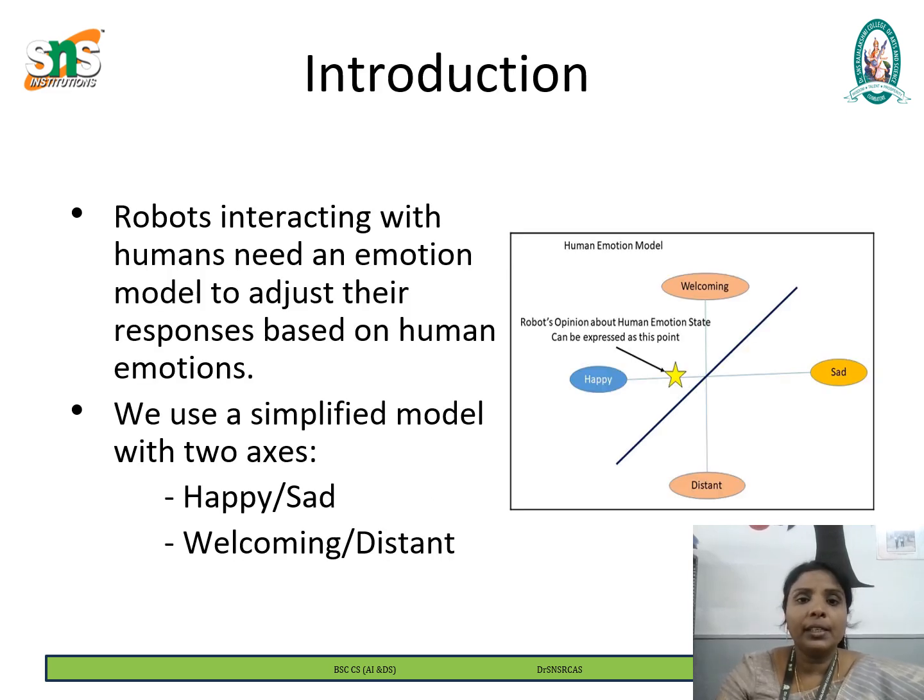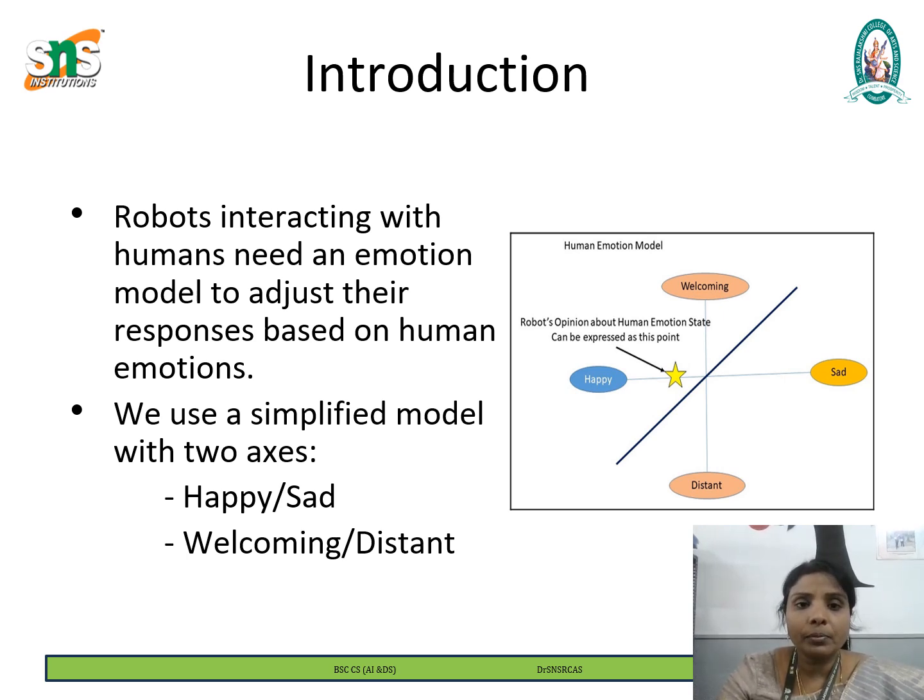As robots become more involved in human interaction, they must be able to recognize and respond appropriately to human emotions. Unlike traditional rule-based responses, an emotionally aware robot can adjust its behavior based on how the human is feeling, making the interaction more natural and engaging. To achieve this, robots need an emotion model that helps them interpret human responses and modify their replies accordingly.